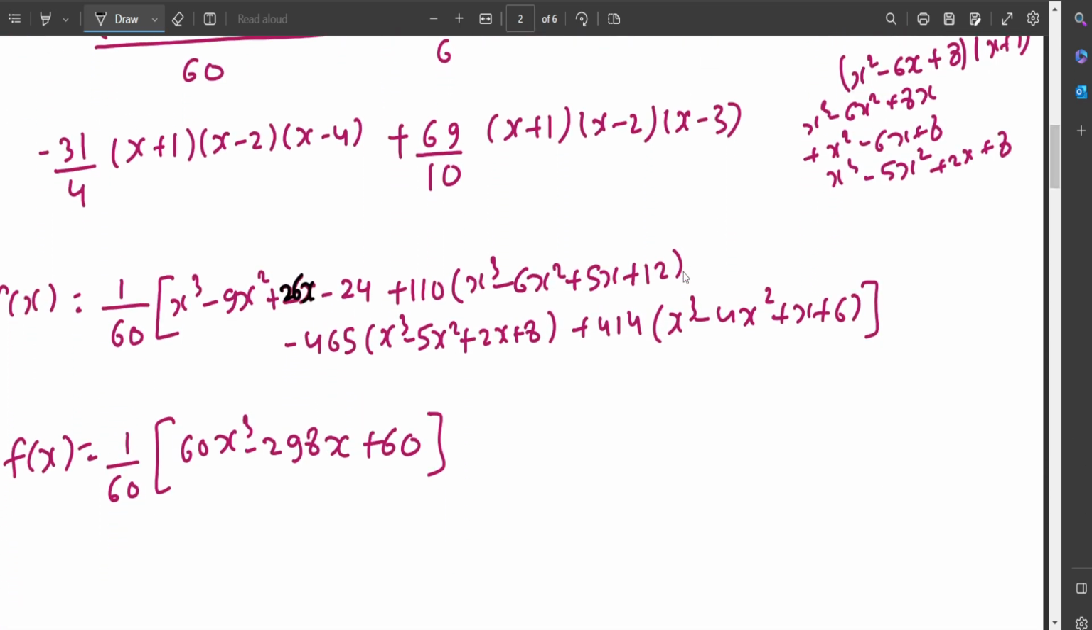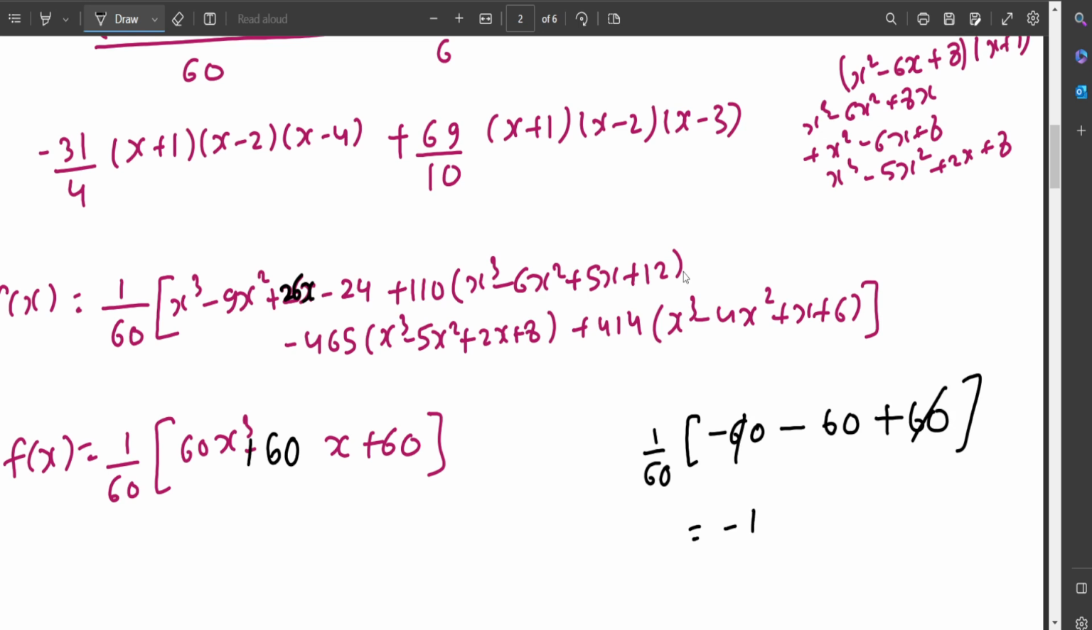So now if you see, it is 26 from here, 110 into 5 minus 46 into, everything will add up to a good number, 60. Now in case it is 60, if you put x as minus 1, it will be minus 60 from here, then a minus 60 from here, plus 60 from here. This will get cancelled, this will get cancelled and give you minus 1.